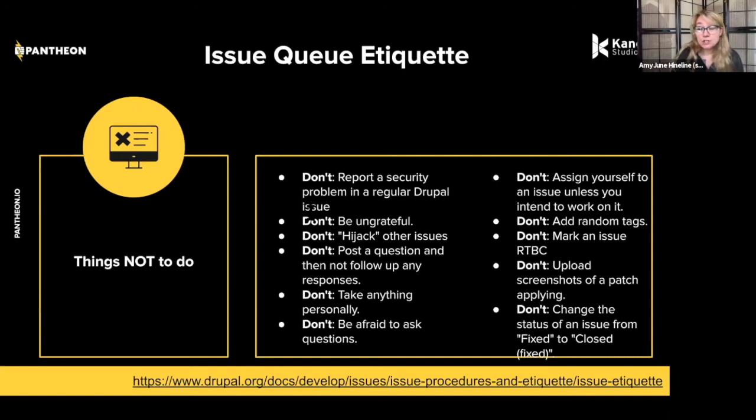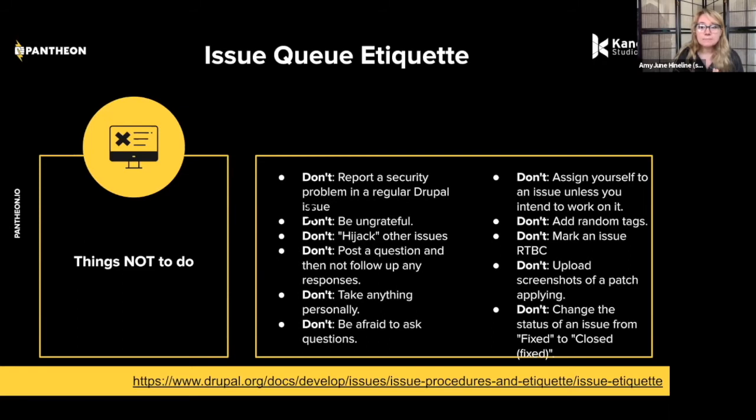Don't mark an issue RTBC, that's reviewed and tested by the community, if you haven't actually done all the tests. Checking to see if the patch applies is great, but if you didn't check the code, be specific with that and don't mark it RTBC. You can say, the patch applied, but I don't know this part of the code. That helps a little bit, but don't change the status.